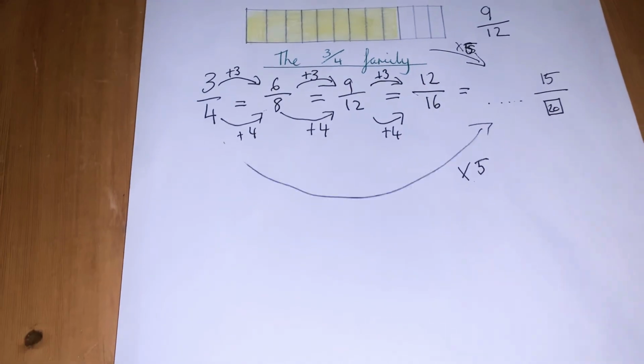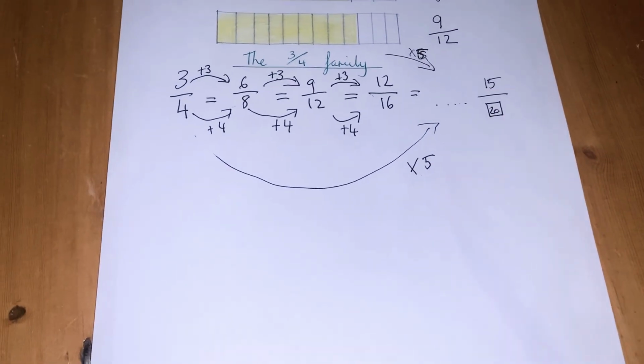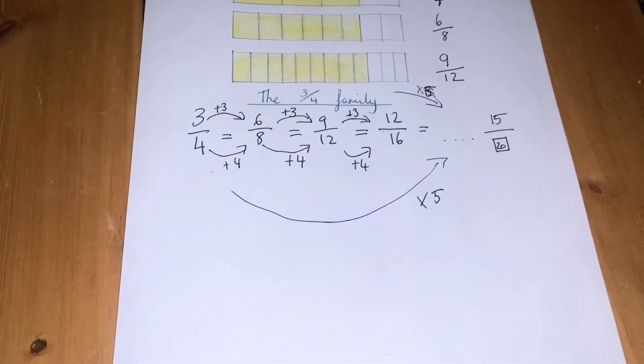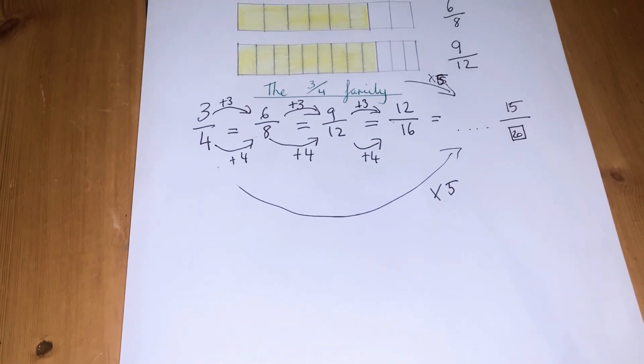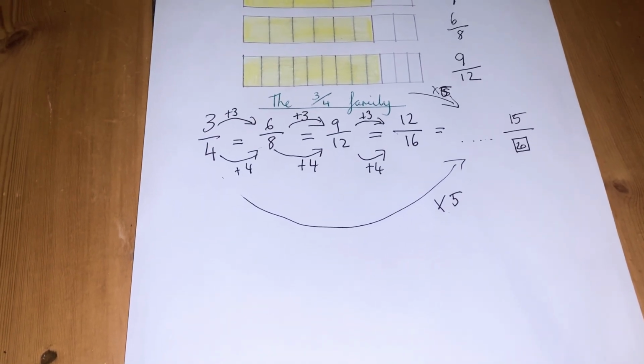So guys, when you're finding the equivalent fraction, find a pattern. When you're multiplying, multiply the same number top and bottom.